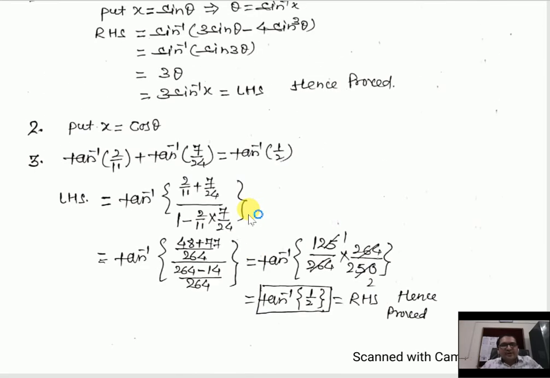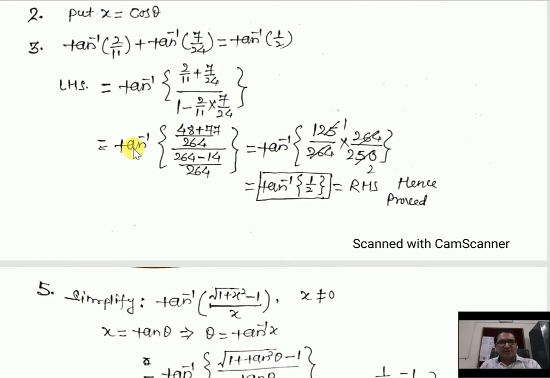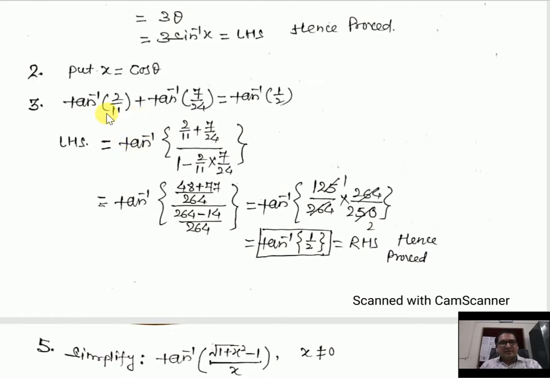Question number 2, take x is equal to cos theta, then you will get cos 3 theta. Question number 3, left hand side, apply the formula of tan inverse a plus tan inverse b, that is tan inverse of a plus b upon 1 minus ab. Simplify, you will get tan inverse 1 upon 2.